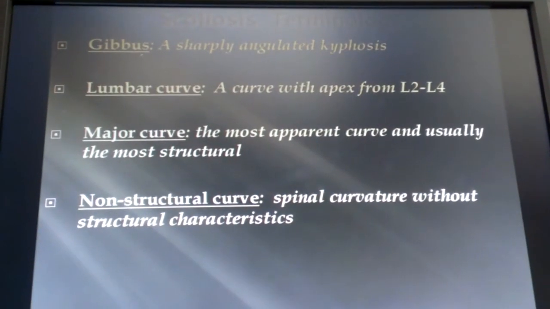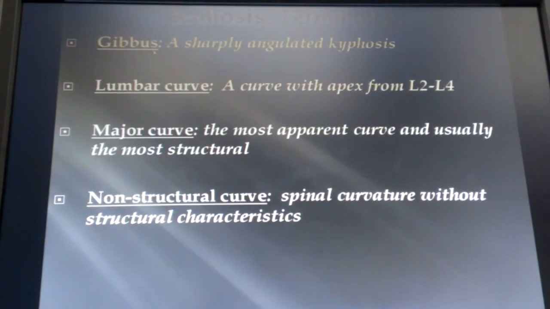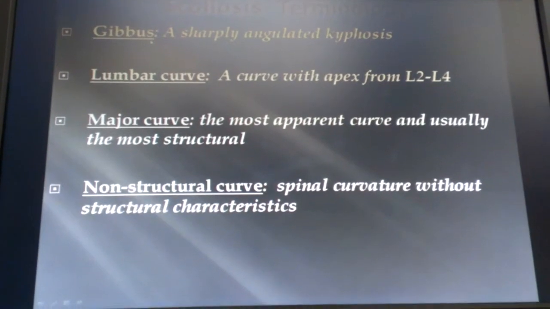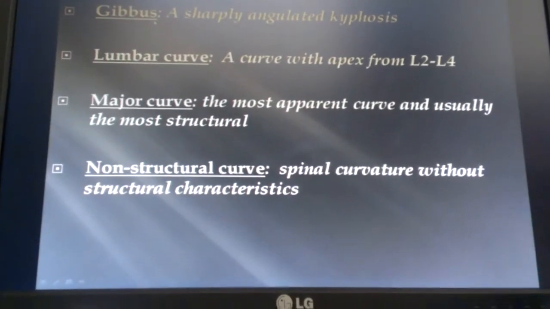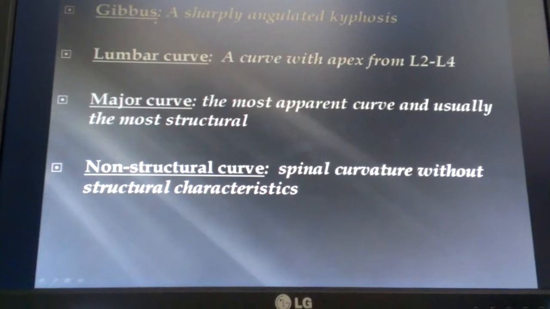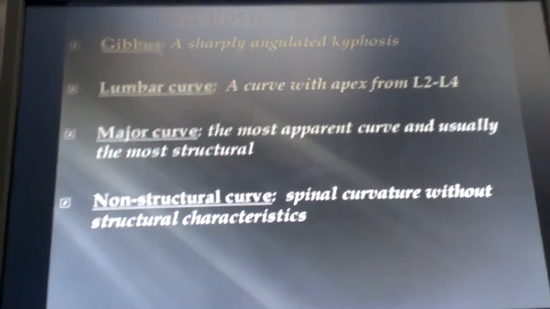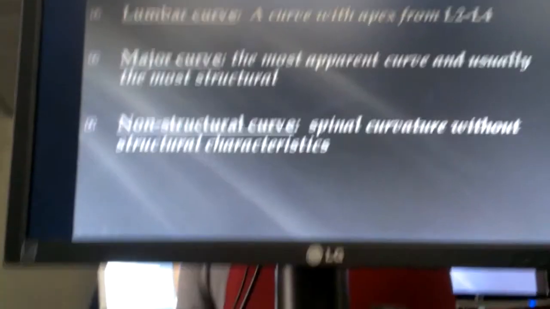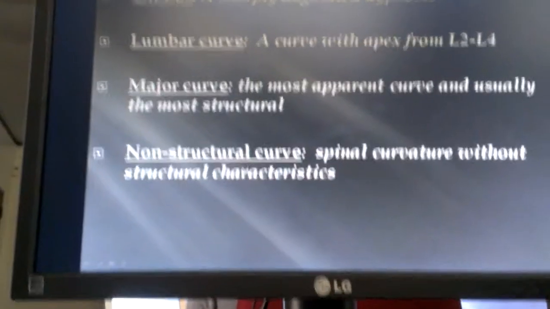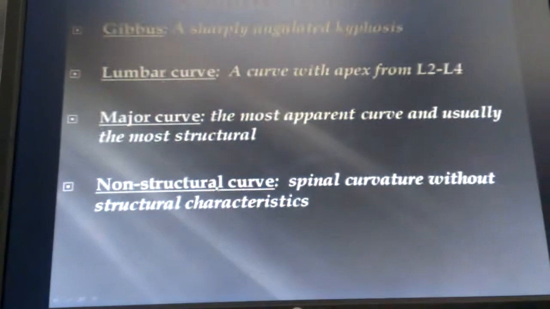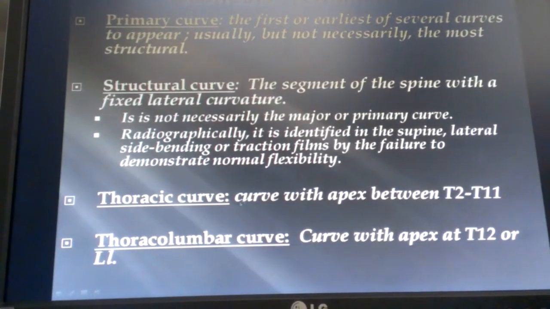The gibbous, that's an acute angulation. We see that in patients that have TB, tuberculosis of the spine. So just realize that usually it's associated with pathological causes. And we're talking about that being the apical area, where the apical vertebra is. But to talk about major and minor curves, I don't know if it's even worth it.